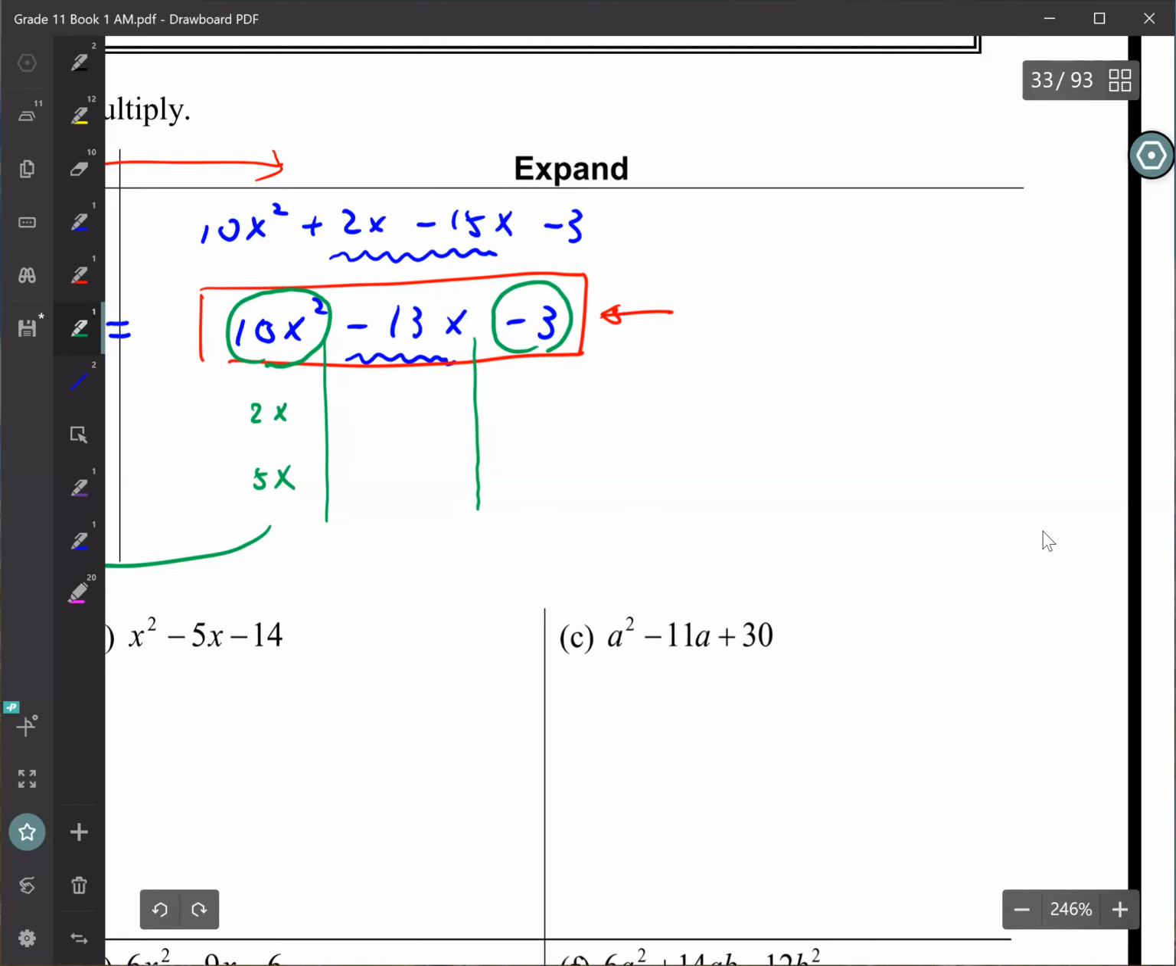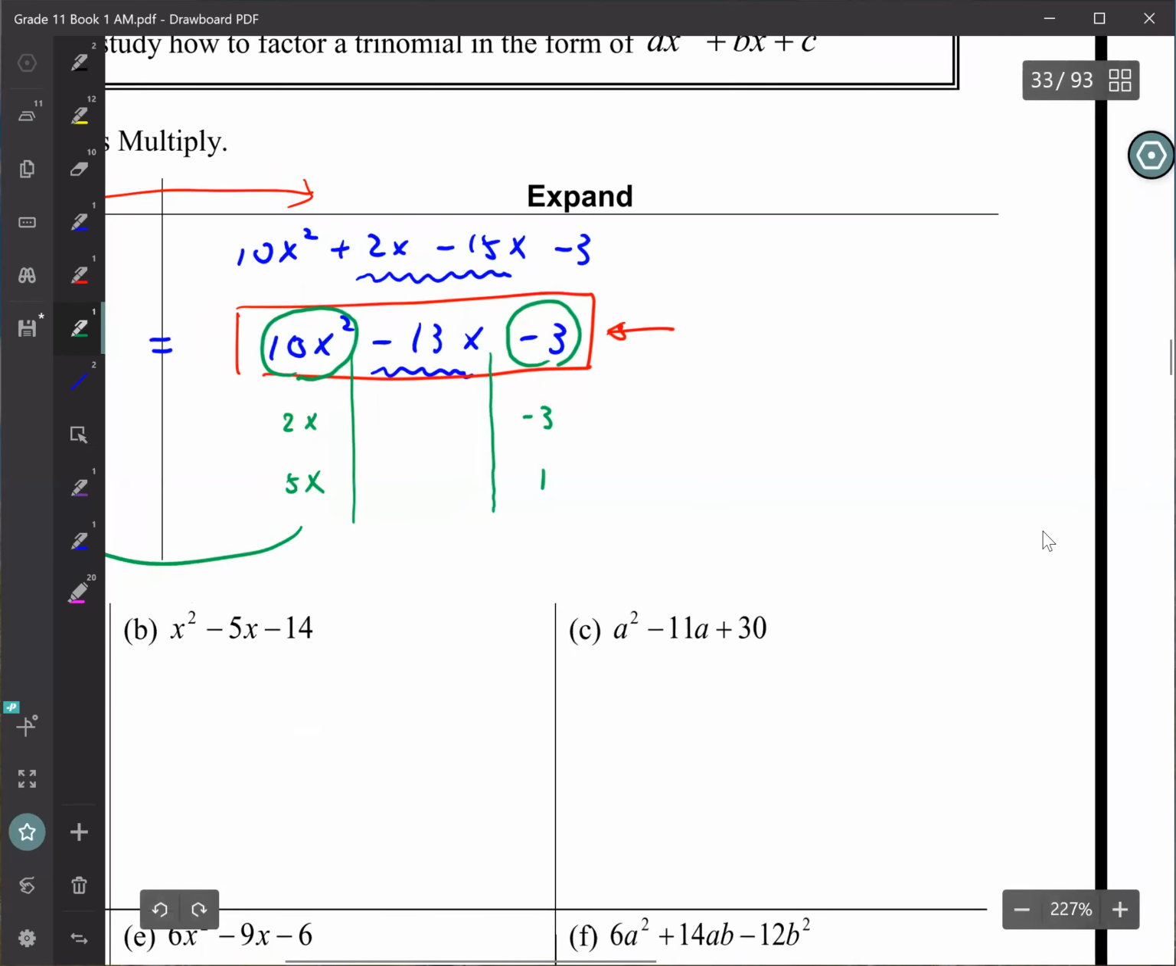Two numbers multiply to make -3. So, Aaron, what do you want to pick? Which two numbers multiply to be -3? -3 and 1. Yeah, -3 and 1. Okay, so now we want to see if these two pairs are the right pair.